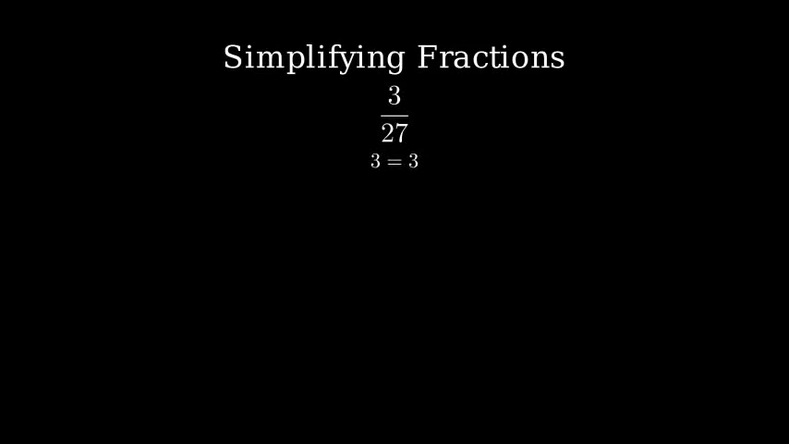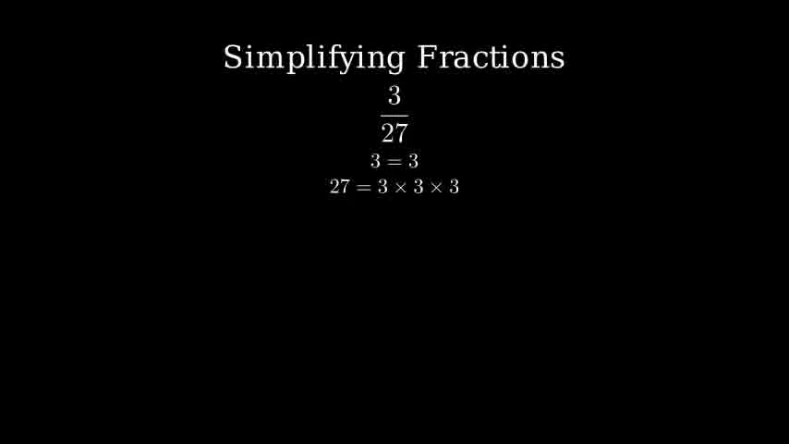Starting with the numerator 3, the prime factorization is simply 3, as 3 is already a prime number. Now let's find the prime factorization of 27. Since 27 is 3 times 3 times 3, the prime factorization is 3 cubed.